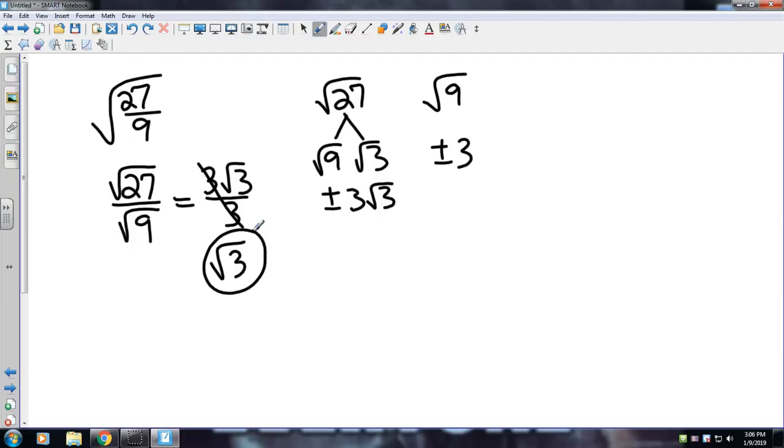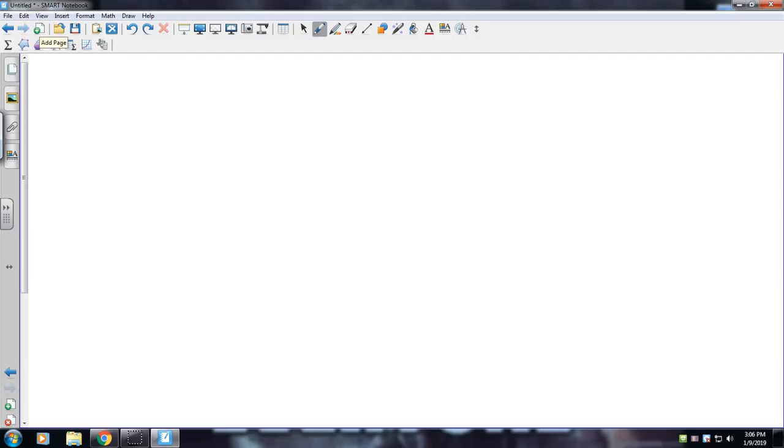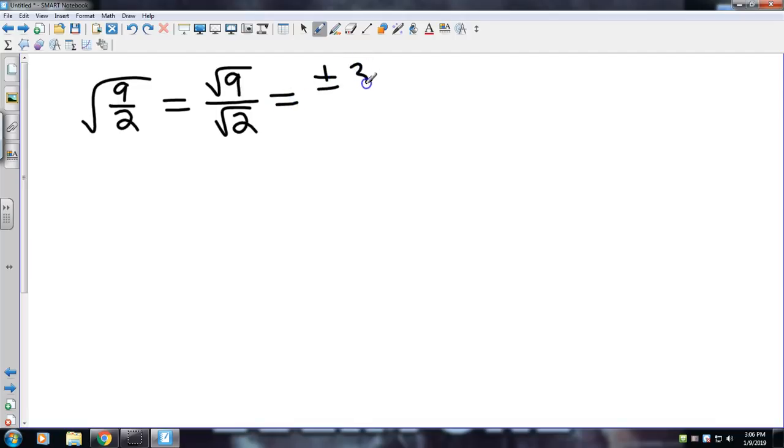Okay, and our final thing to do is going to be realizing that what if there was a, let's go with radical 9 over 2, and understanding that, hey, I can take the radical 9, but there's nothing I can do with radical 2 because it's not a perfect square. So let's go ahead and simplify that first. That's plus or minus 3 over radical 2.